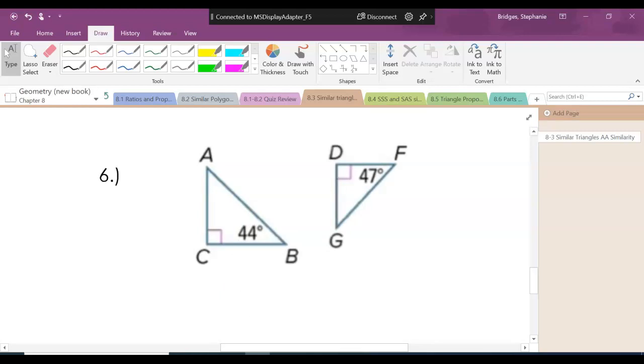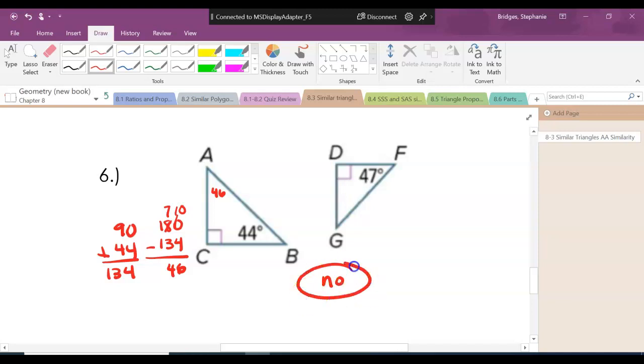If I'm adding together, I'm going to find angle A. What is angle C? 90. Angle B is 44. I'm going to add those. That gives me 134. And I subtract that from 180. That's going to give me 46. Is that the same as the other angle? No. So are these similar?